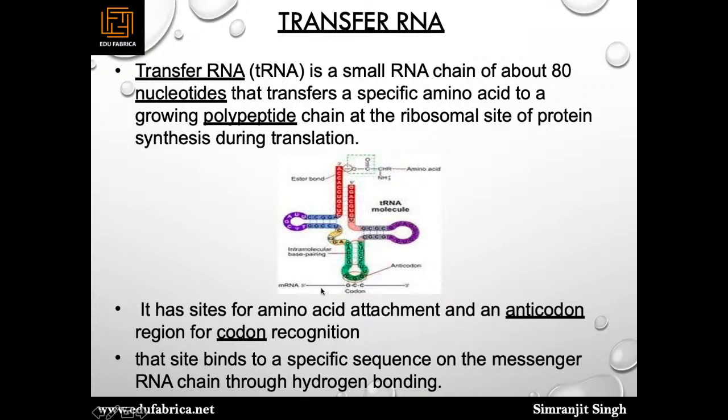So here the mRNA has a codon, GCC, and there's an anticodon, CGG, on the tRNA at the top. So it has an amino acid attachment site and an anticodon region for codon recognition. The site for attaching the amino acid on the top is attached with the help of an ester bond, right? This site binds to a specific sequence on the messenger RNA through hydrogen bonds. So here they are attaching via hydrogen bonds. On the top, the tRNA is attaching to the amino acid via the ester bond.